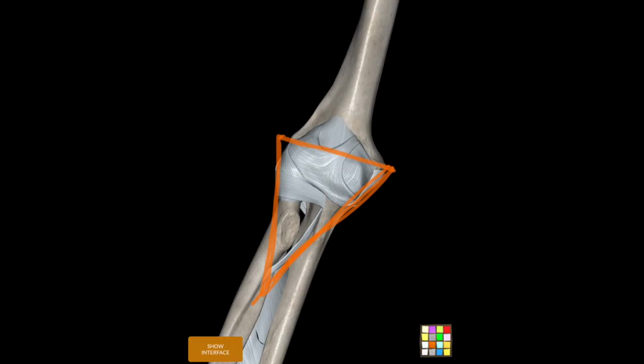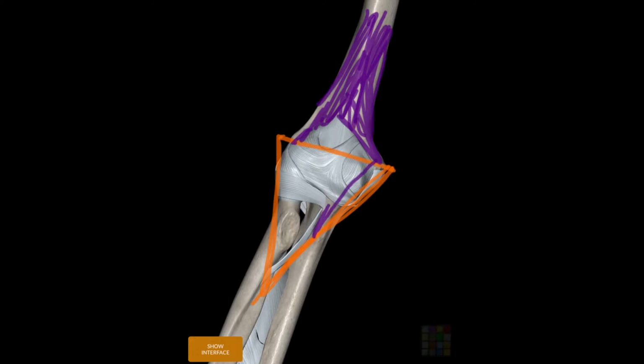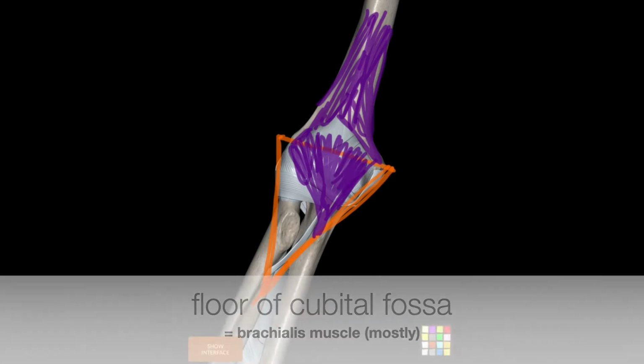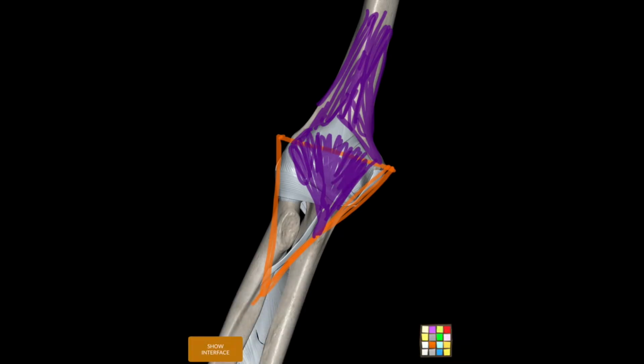The floor of the cubital fossa partially consists of a muscle that we have met before, and that's the brachialis muscle. Recalling that brachialis arises from most of the anterior surface of the distal half of the humerus and has an insertion at the ulnar tuberosity here, forming a good part of the floor of the cubital fossa. The other muscle that contributes to the floor is the supinator muscle.